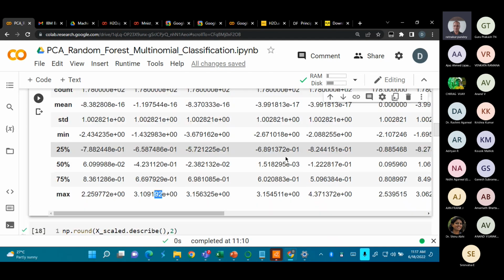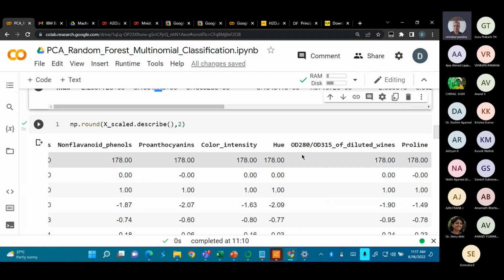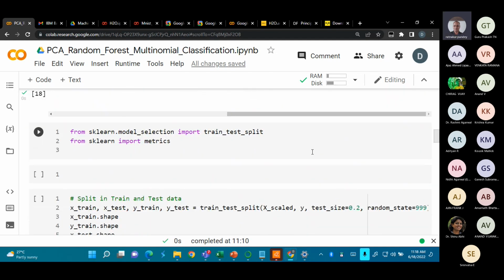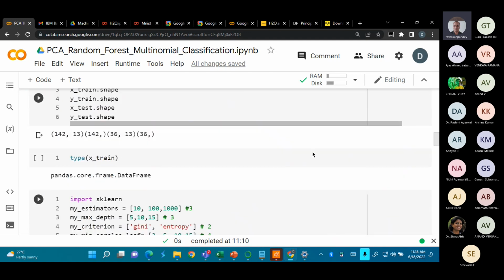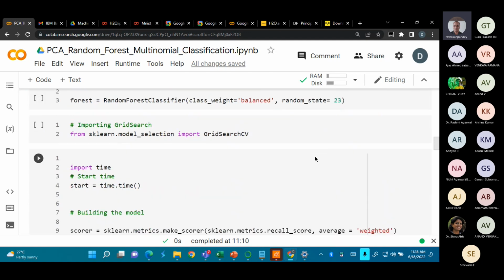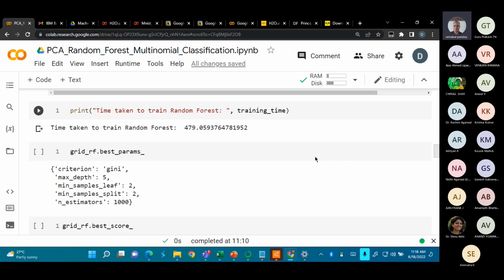Okay, let's continue. All right, so we just did this. I'm not going to build the model right now. I will jump directly to the random forest now.